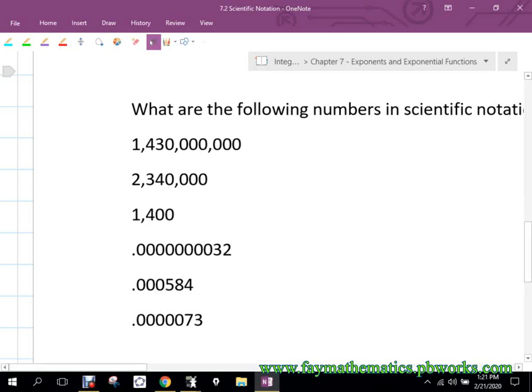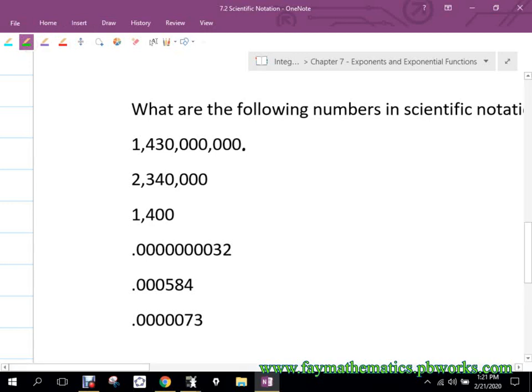Okay. So let's work a little bit in the remaining time to change these numbers into scientific notation. This is probably what you guys have spent most of the time in the past working with. And in all of these numbers right here, the decimal place, if it's not written, shows up at the end, right?